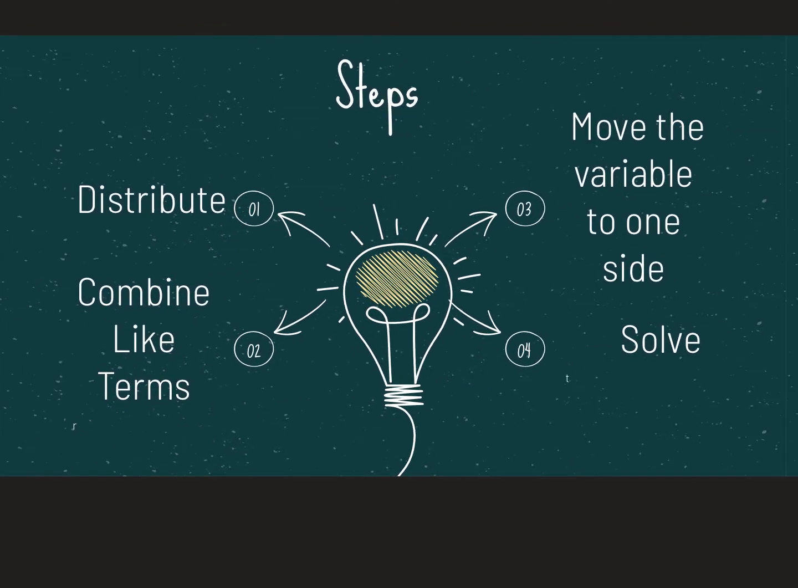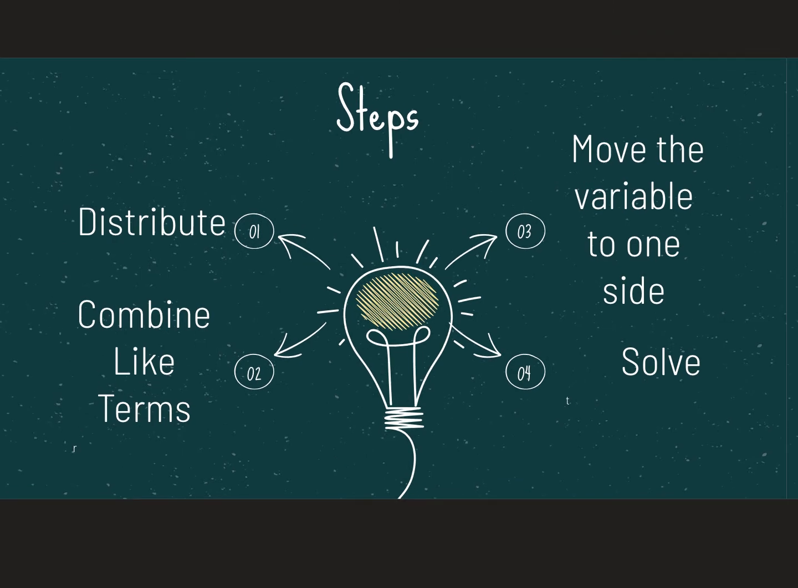All right, our steps. We're going to distribute if necessary and combine like terms on either side if necessary. Remember, when distributing and combining like terms, you're looking at the left side and the right side separately. Then you're going to move the variable to one side. It doesn't matter whether you move it to the left or to the right, as long as you use the proper inverse operations. And then you're going to solve.